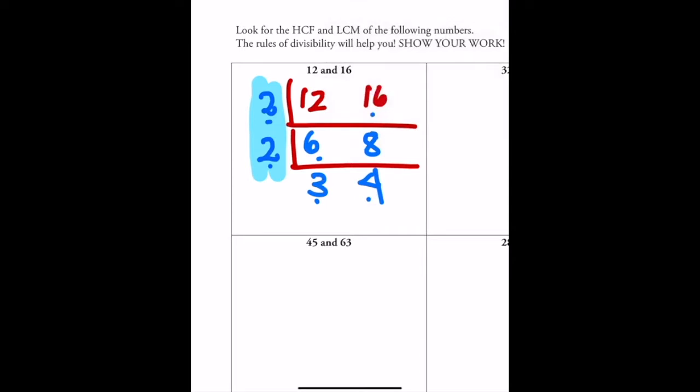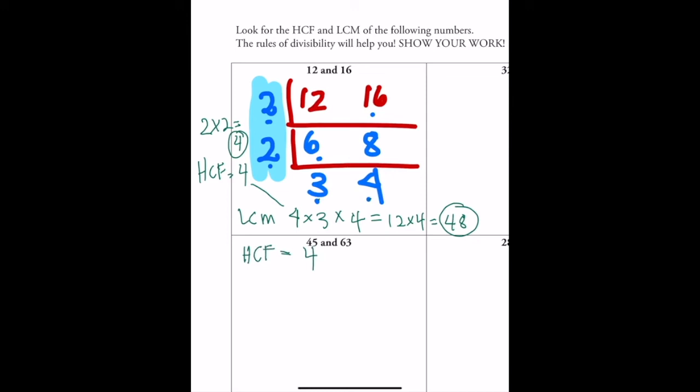So we have 2 times 2 equals 4. So the HCF is 4. And how do we get the least common multiple? We get 4 times 3 times 4. So what does that leave you? 12 times 4 equals 48. So the LCM, the lowest common multiple, is 48. So how do you answer this? Just write it properly: HCF equals 4, LCM equals 48.